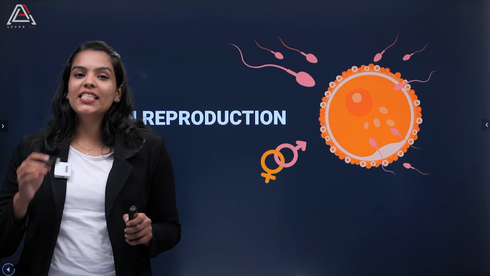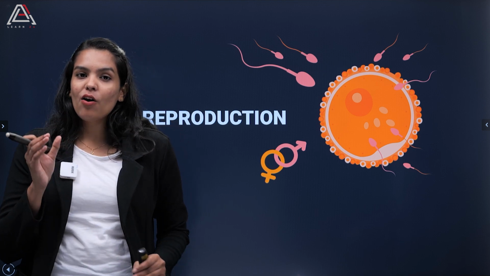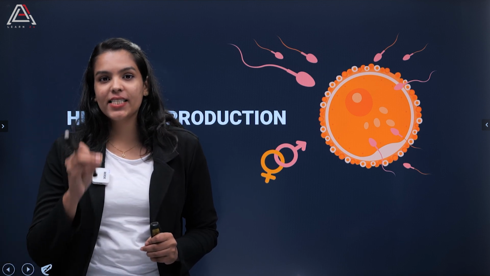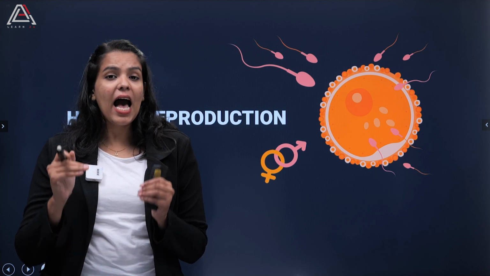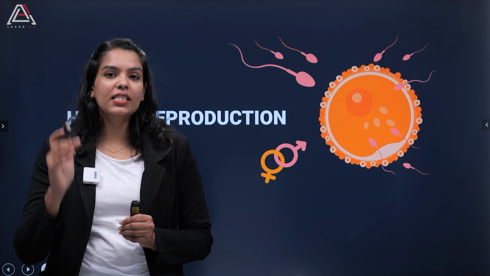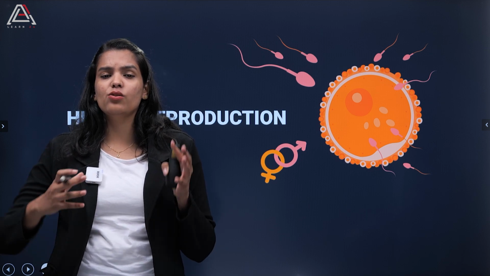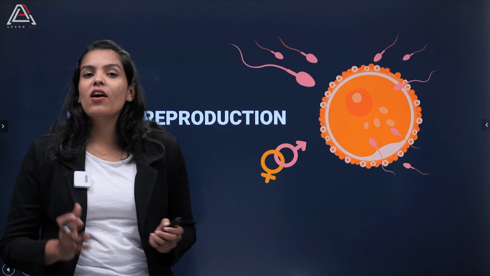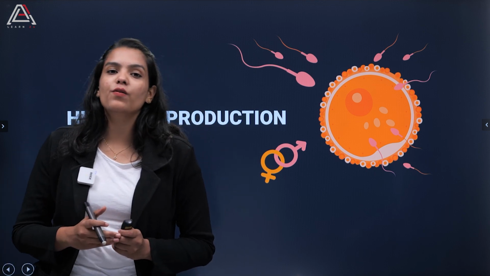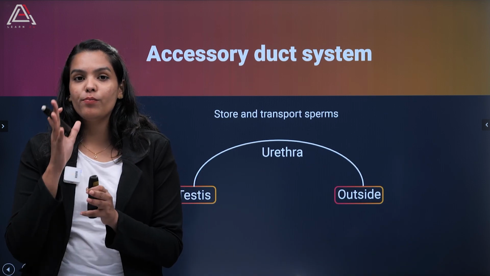So we have already started our human reproduction chapter and covered the male reproductive system. We have talked about what all it consists of, and in that we have covered the pair of testes. We talked a lot about testes, what all it consists of and everything. Now moving on and talking about the second part, which is the accessory duct system in case of male.